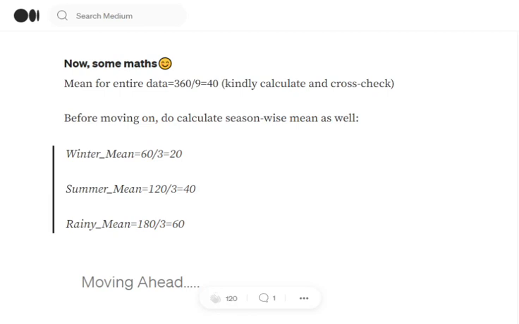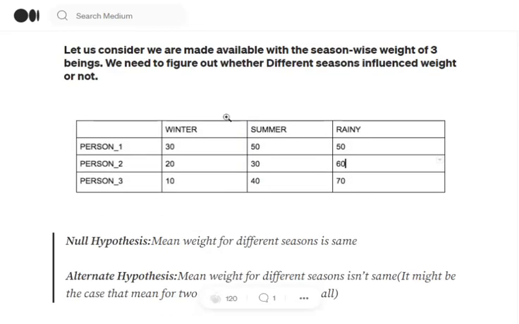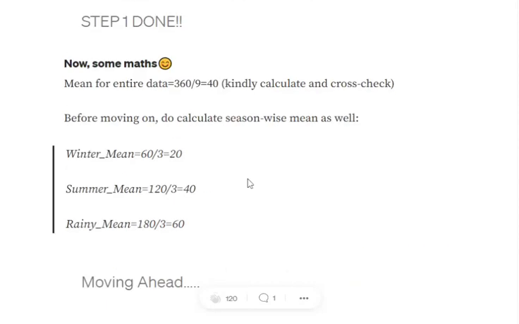Now the next thing that we need to calculate is the mean of the three categories that we have been given. So the mean for winter is 20, for summer it is 14, and for rainy it is 60. You can go and check with the table that has been given. And the mean for the entire data set is 40.